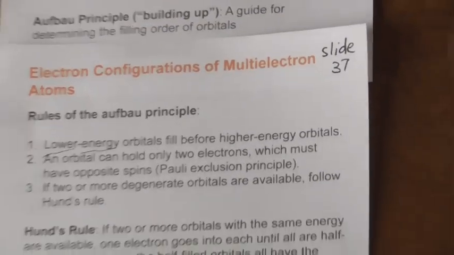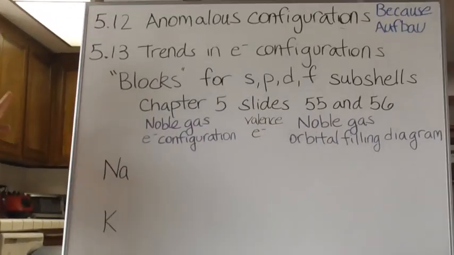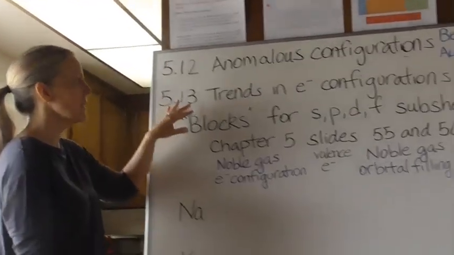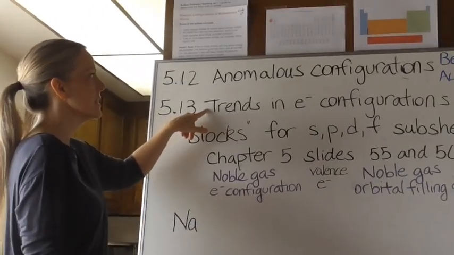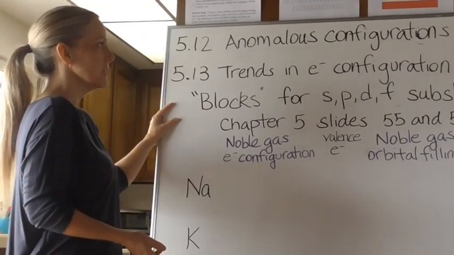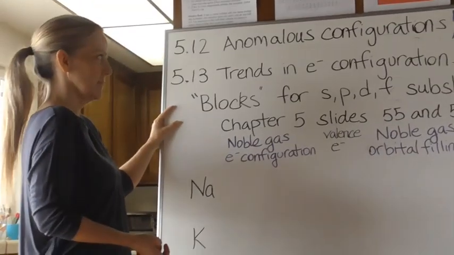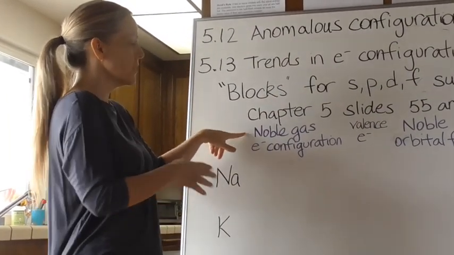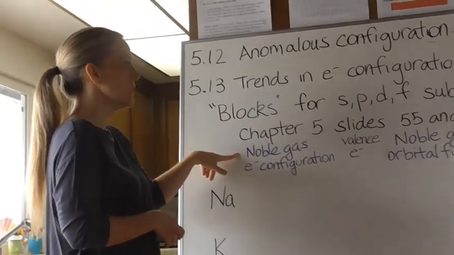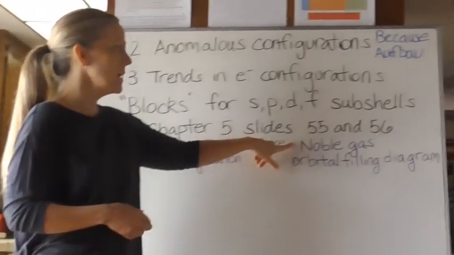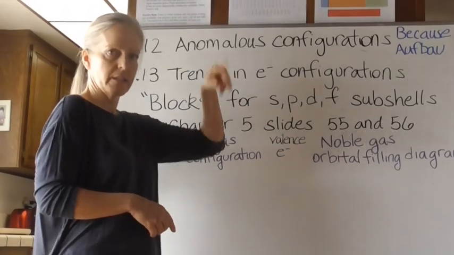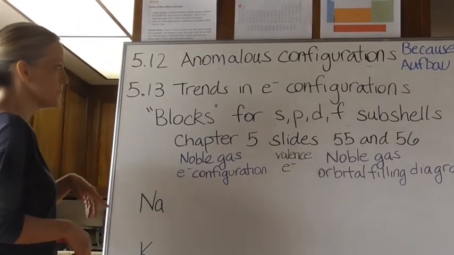Okay, getting into 5.13, we're going to talk about trends in electron configuration, and in order for me to get into the trends, I want to write a couple of the electron configurations again. We're just going to write the noble gas ones. So you saw the noble gas ones in the previous video, but we can actually write a noble gas form of the orbital filling diagram, which is the one that has the little arrows to it.